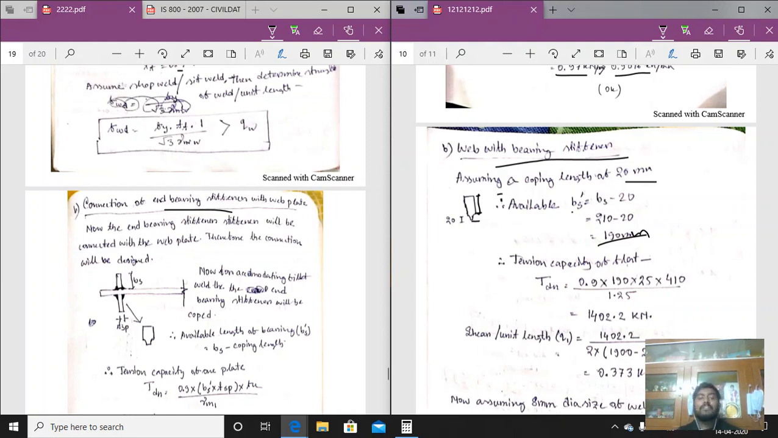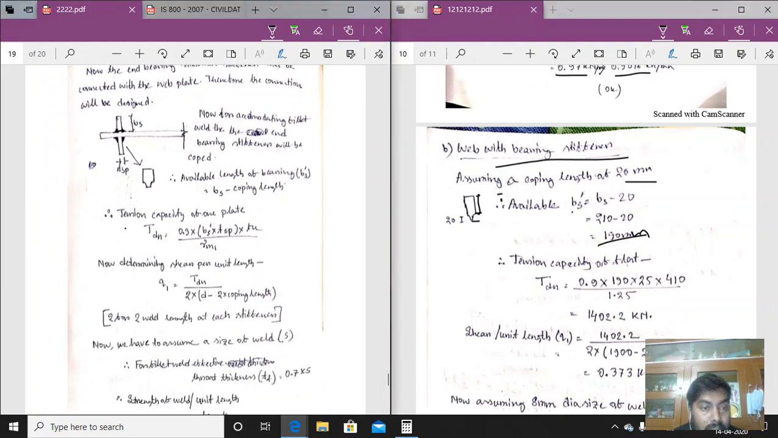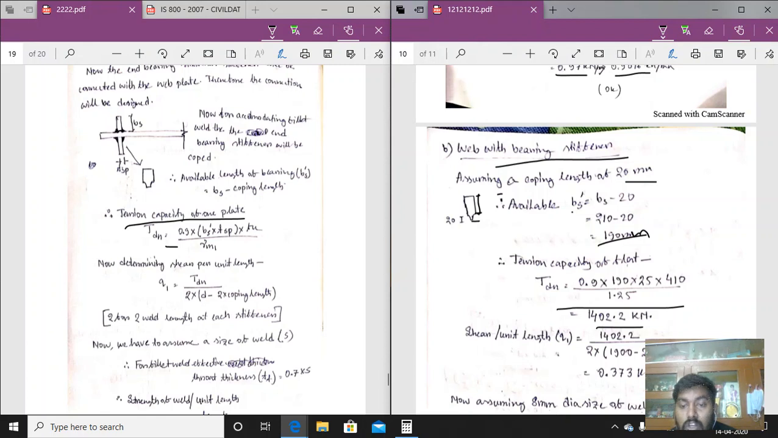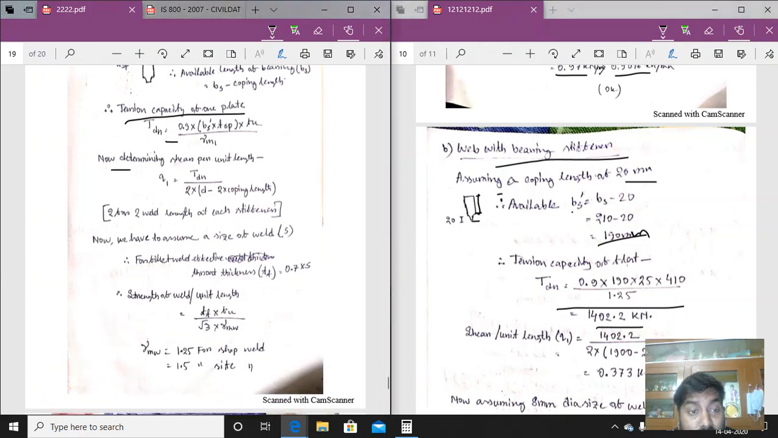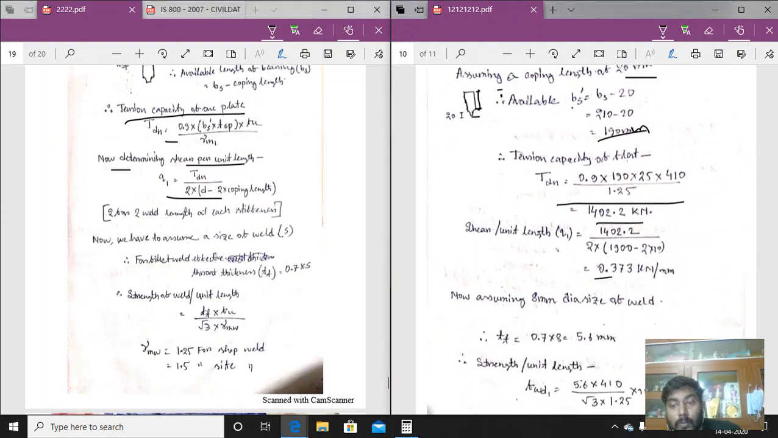So the tension capacity of the flat we have to calculate from that. Tension capacity of the one flat equals that value. We are putting all the values: 0.9, BS dash we are getting 190, TSP we know that is 50, 25 we know, FU is equal to 410, and we get 1402 kilonewton. Now determining the shear per unit length, putting all the values here, we are getting 0.373 kilonewton per meter. So that shear per unit length is coming to the weld connection.